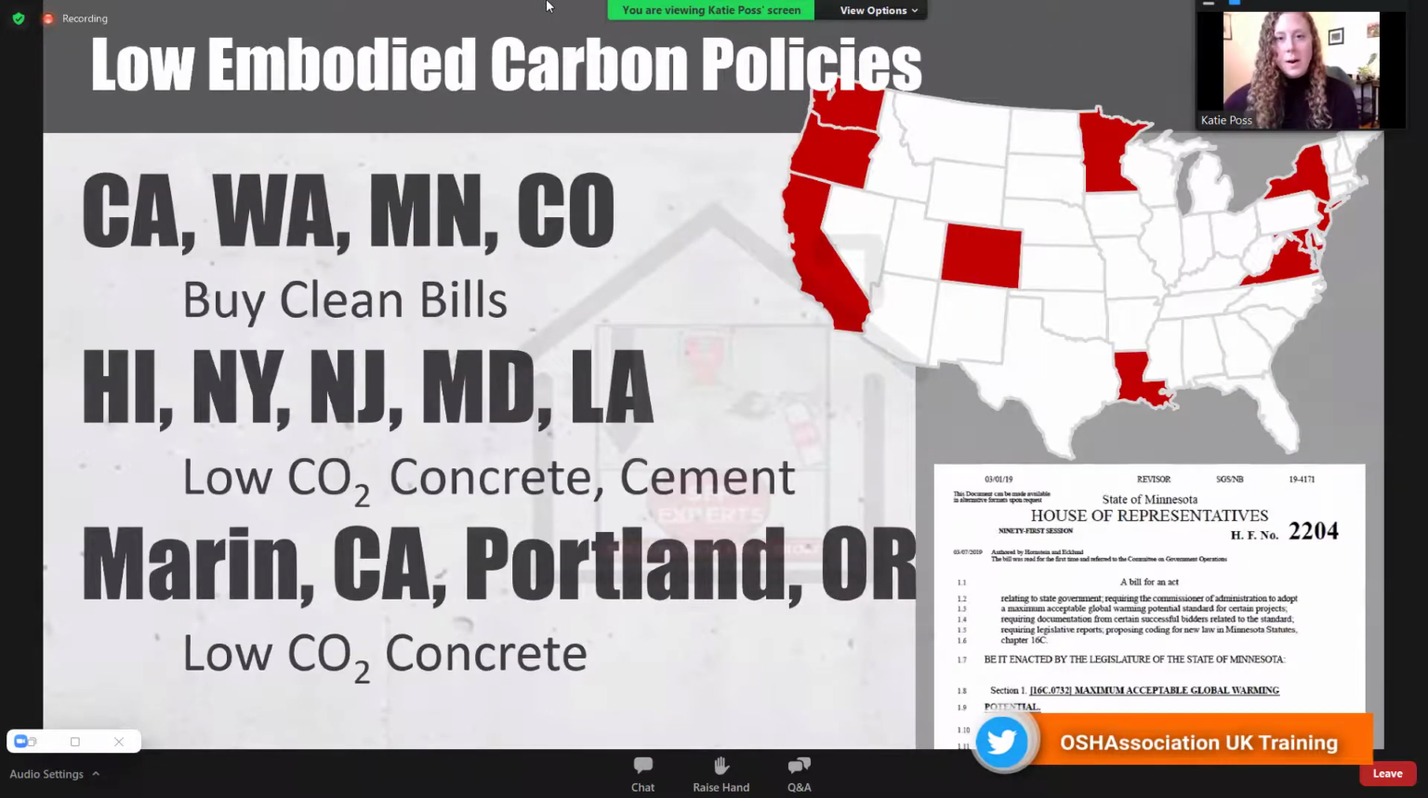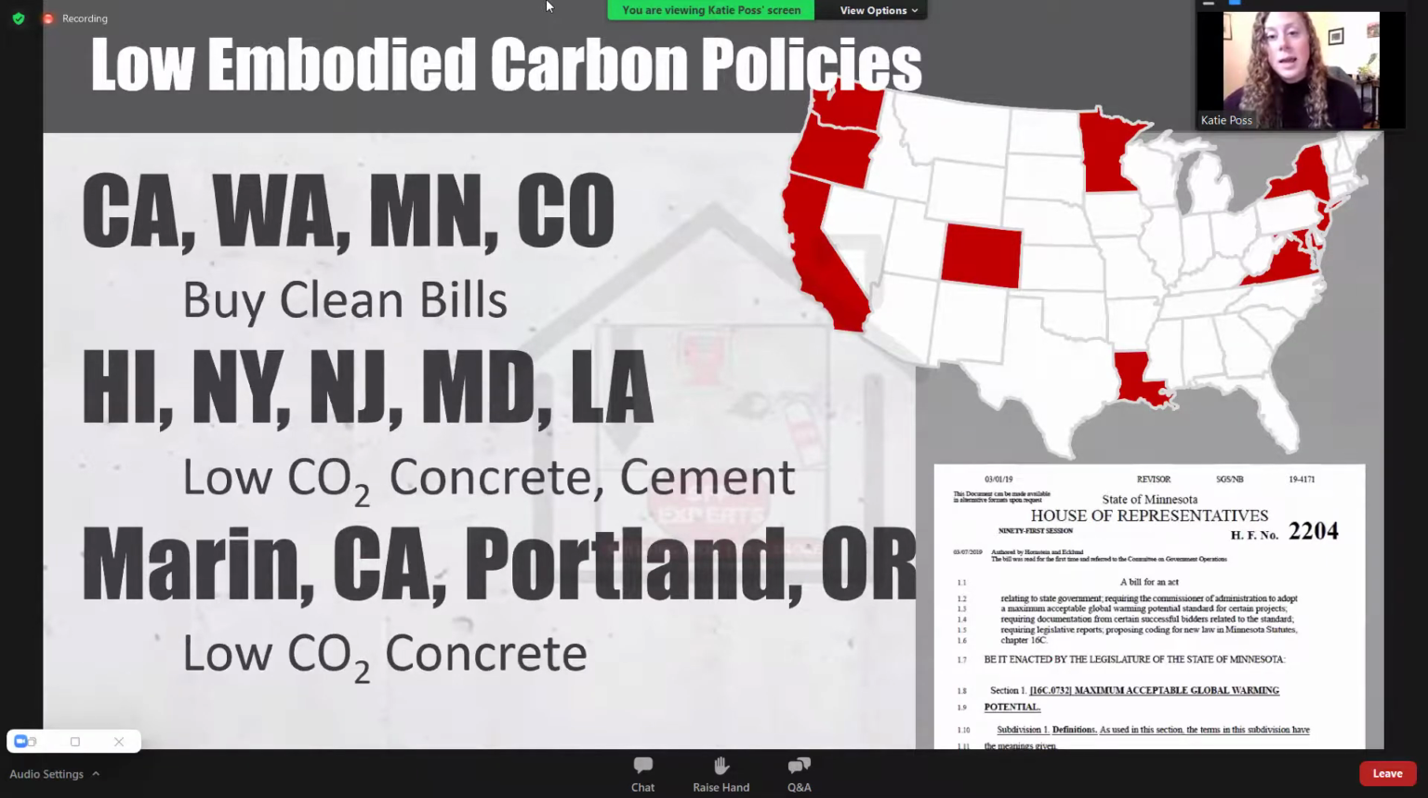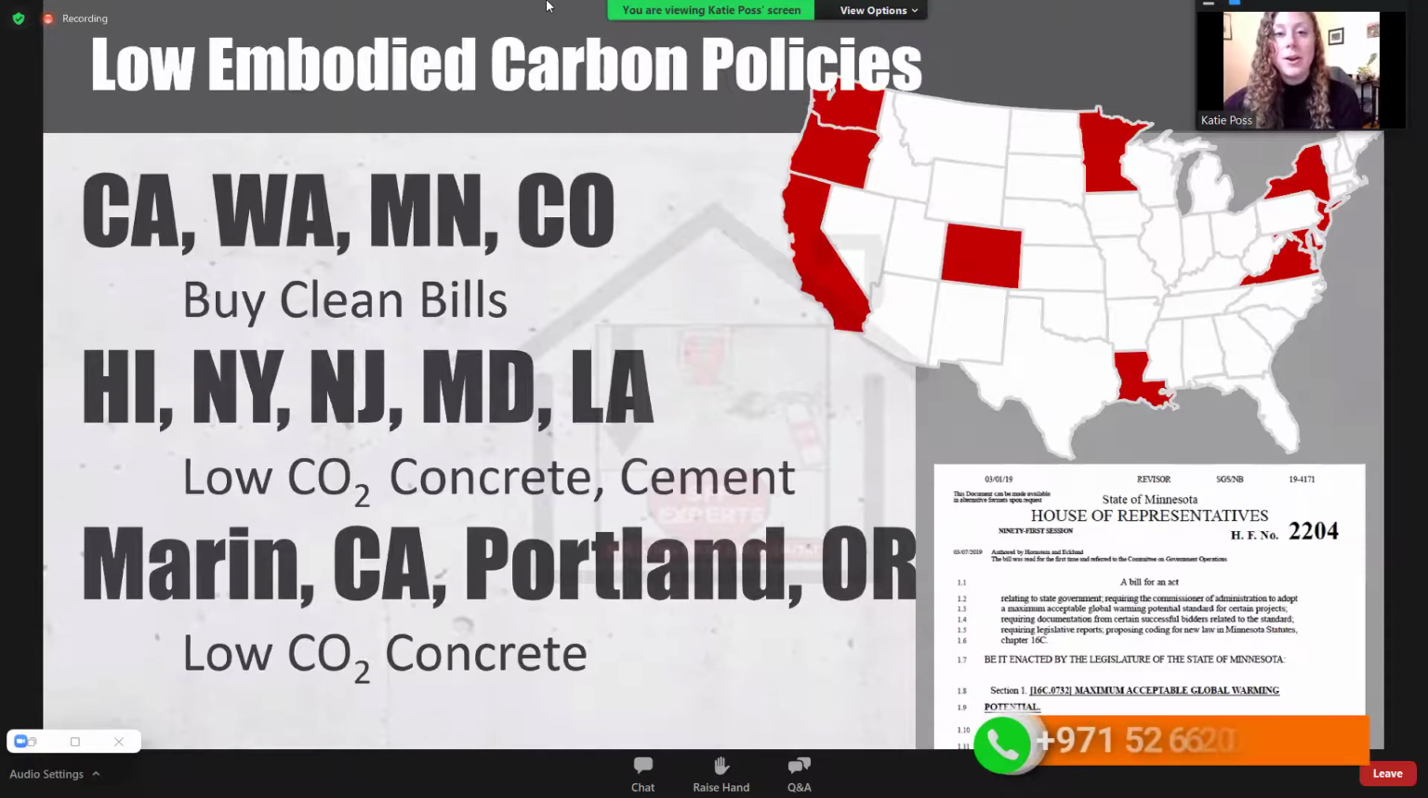Okay, let's talk just briefly about policy. This is kind of a hot topic, and as you all are probably aware, legislators and regulators are already proposing action and putting policies into place, such as Buy Clean Colorado, which sets GWP limits for materials like concrete and asphalt, and the Marin County Low Carbon Concrete Policy in California. And many of these policies are requiring that product-specific EPDs be submitted to demonstrate compliance.